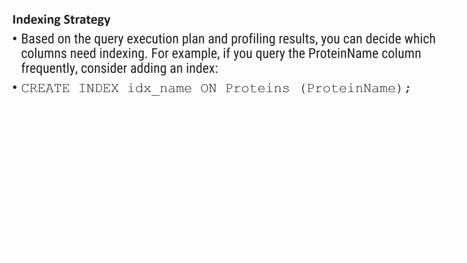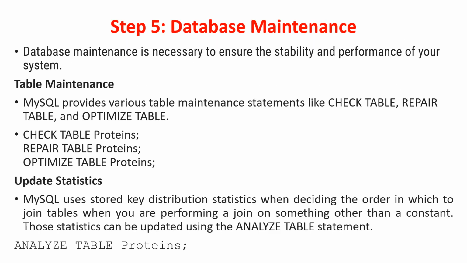And to put an index, you just type the command CREATE INDEX idx_name ON proteins, in brackets you put protein_name, closed by a semicolon.